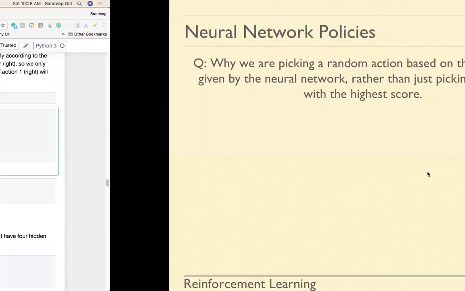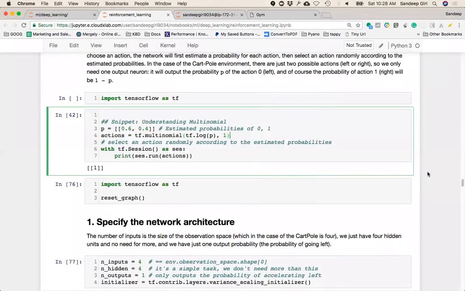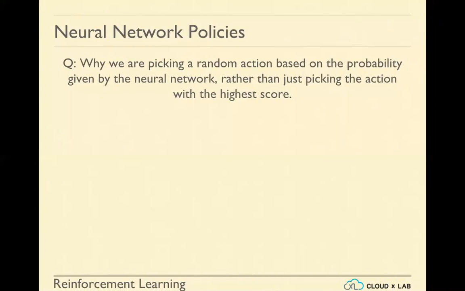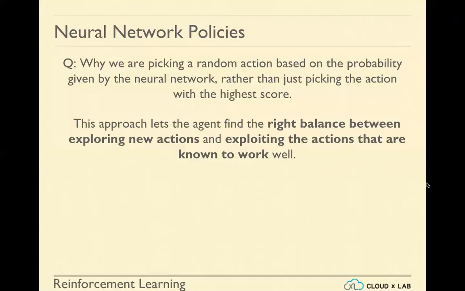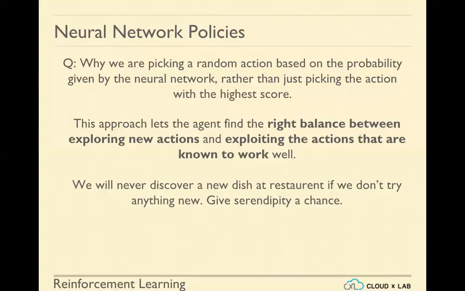That's right. Introducing some randomness, some experimenting. That's correct. So we are basically giving serendipity a chance. This approach lets the agent find the right balance between exploring new actions and exploiting actions that are known to work. It's like going to a restaurant, and every day, instead of just having the dish that has proven really good in the past, we give a try to a new dish.